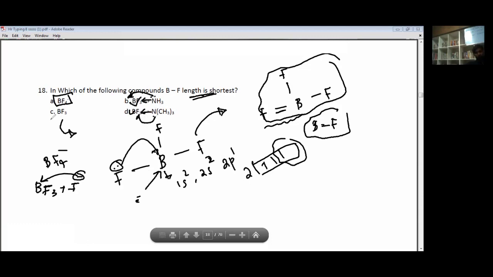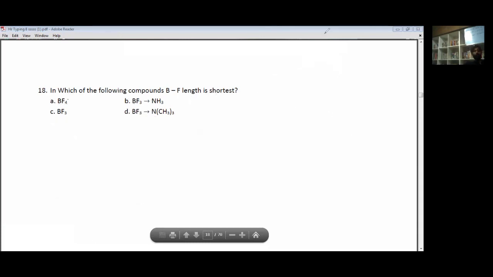So in all three of these, boron and fluorine have a single bond. But in pure BF3 there is a chance for back bonding, which decreases the bond length by increasing the bond order. So the choice is C. Next question.